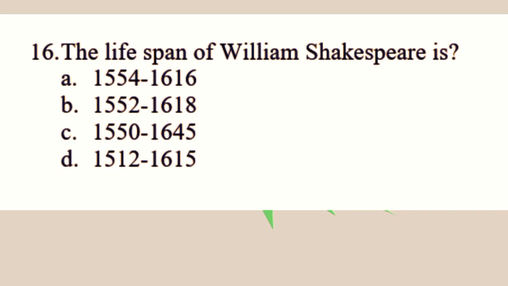Question number 16. The lifespan of William Shakespeare is dash dash dash. Options are A, from 1554 to 1616, B, 1552 to 1618, C, 1550 to 1645, and D, 1512 to 1615. The right answer is option A, 1554 to 1616. The lifespan of William Shakespeare is from 1554 to 1616.